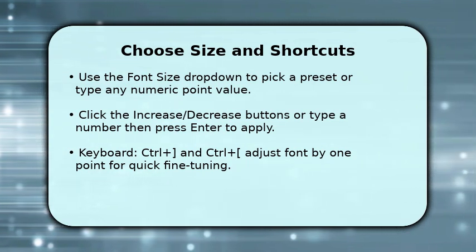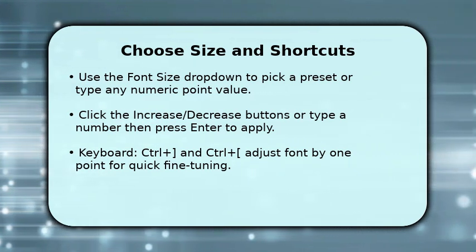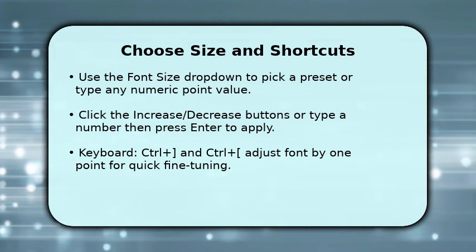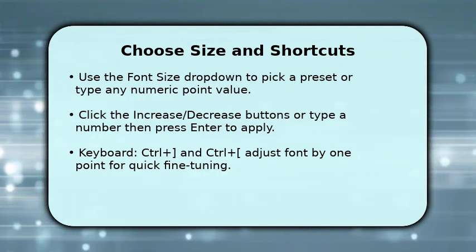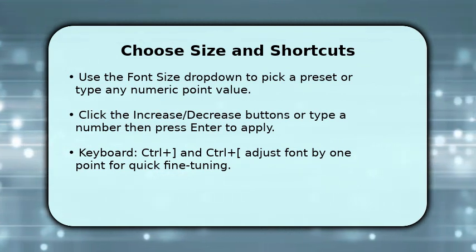You can also use the smaller buttons next to the box to step sizes up or down, which is handy for comparing looks. For speed, use Ctrl+ to increase by 1 point and Ctrl+ to decrease by 1 point. These keyboard tweaks let you iterate quickly without interrupting your flow.